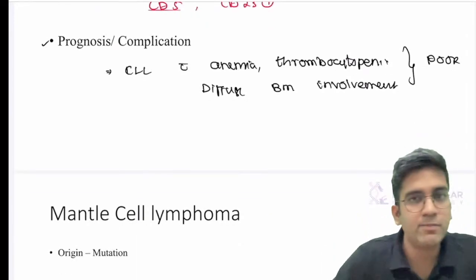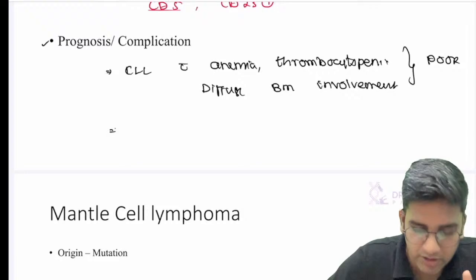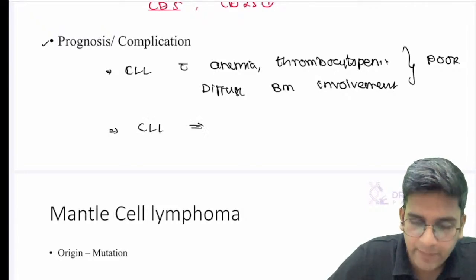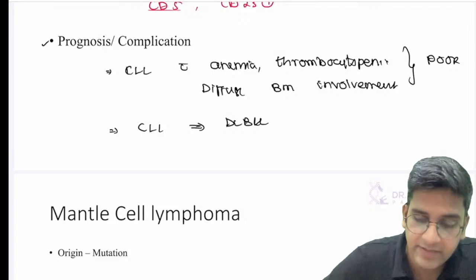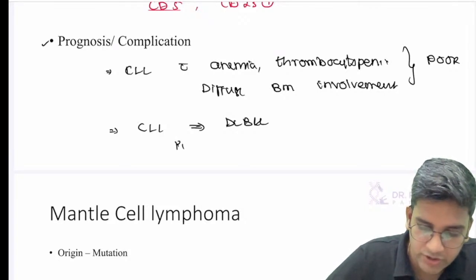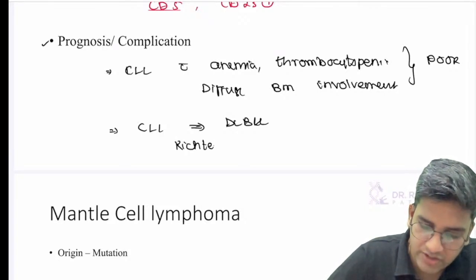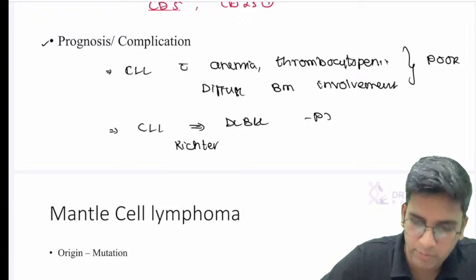Okay. And one important thing, complication, just a word. Can CLL become DLBCL? CLL can progress to a high-grade lymphoma, which is DLBCL. DLBCL transformation, we call it Richter's transformation. Obviously, Richter's transformation is also a poor prognostic factor.